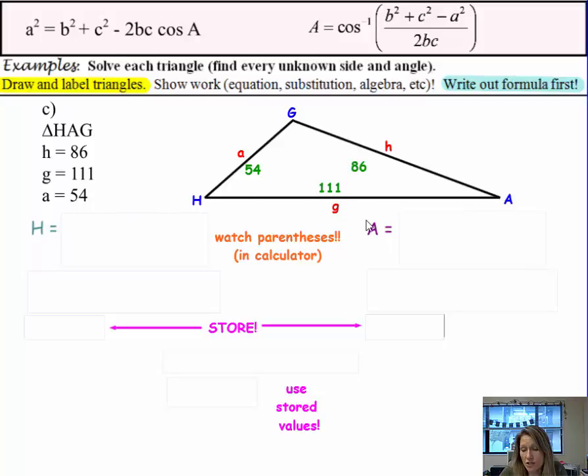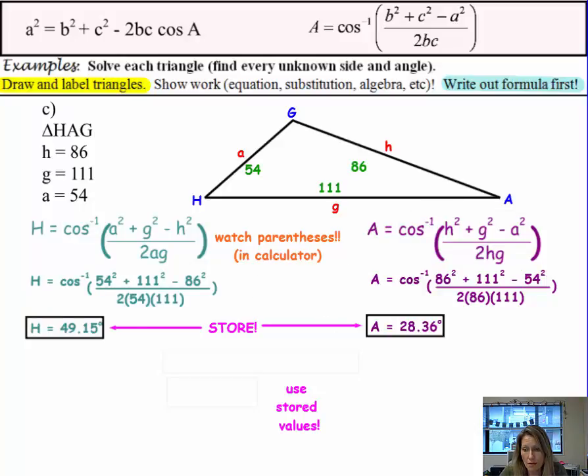So go ahead and find angles H and A, just since they're here, and then you can check your work. So pause the video, find both of them, and then check. And so we need the third angle. Once we have two, we can subtract off of 180, just like before.